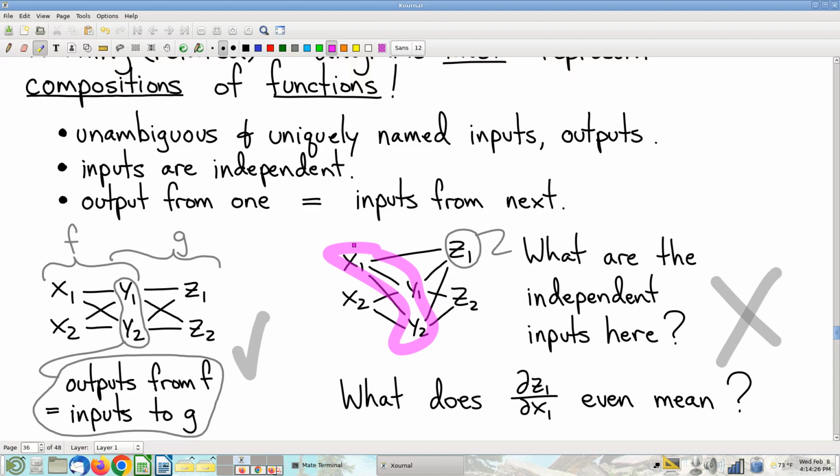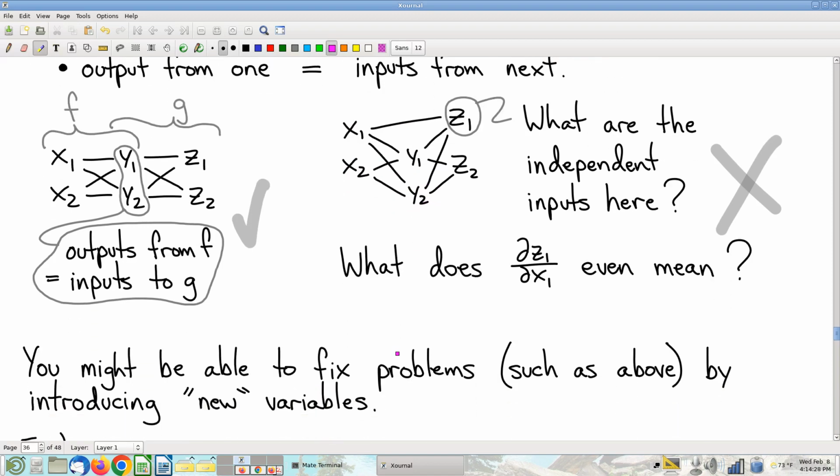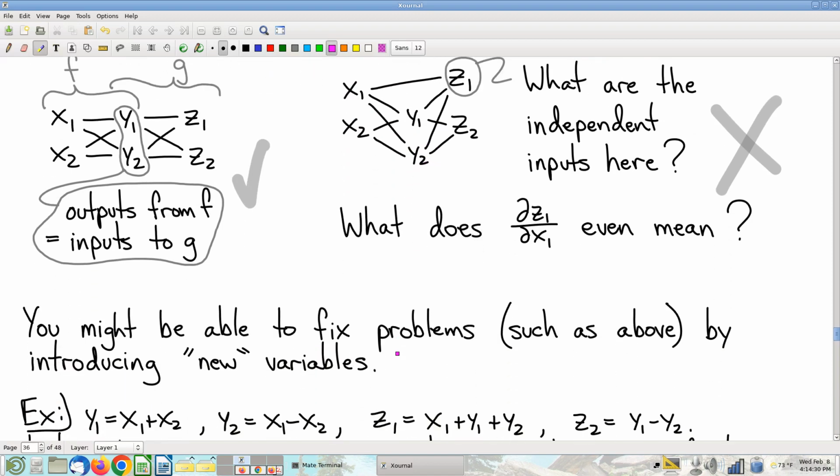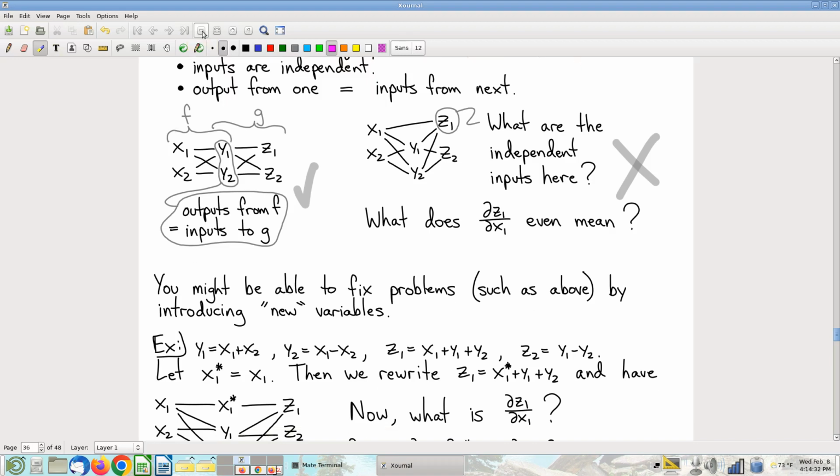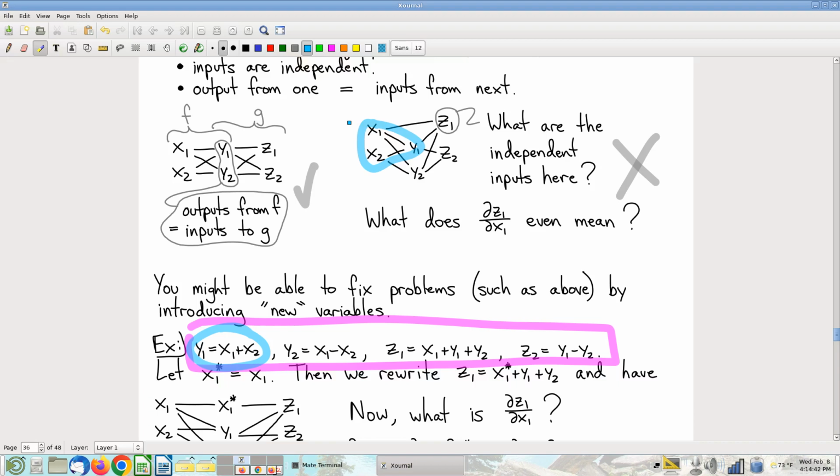So don't feel like you can just kind of go willy-nilly. And now you might find yourself in a circumstance where this looks like the right diagram to draw. Let's look at this set of equations right here. That set of equations. y1 is a function of x1 and x2.